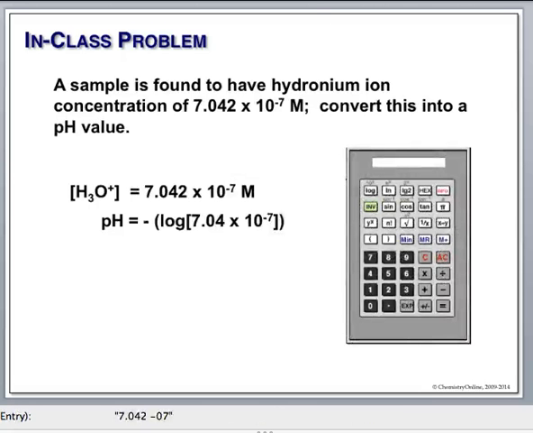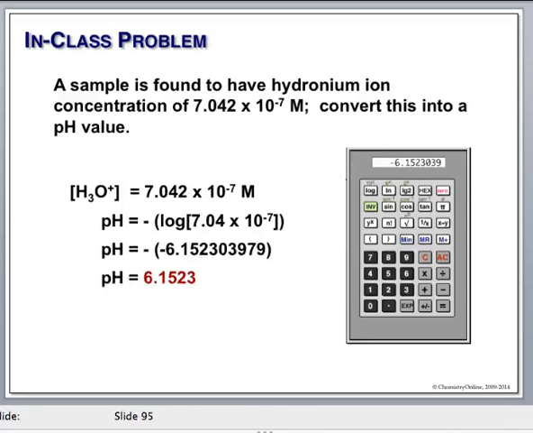Here is my calculator again. I type in 7.042 times 10 to the minus 7. I look around, I find my little button labeled log. I simply push it. And I get minus 6.15. To get my pH, I have to multiply it by minus 1, don't I? My pH is 6.153.